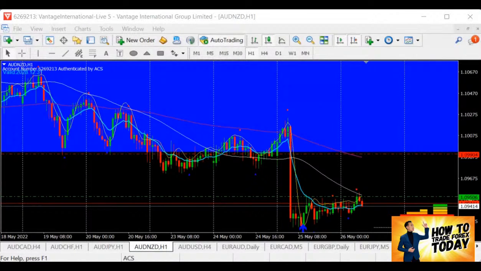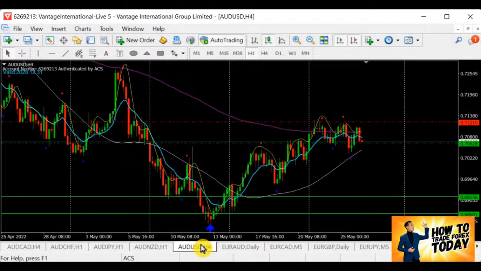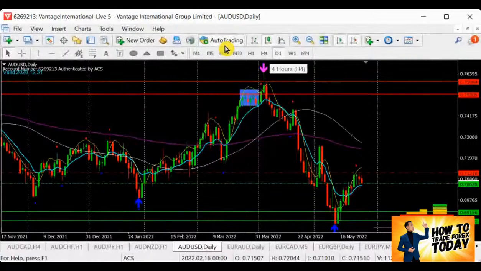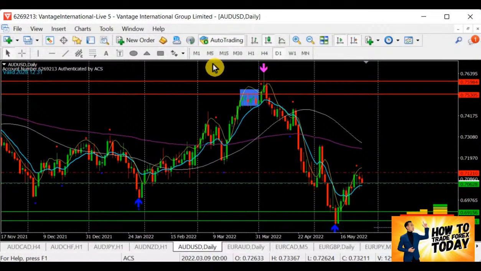So today, Aussie Kiwi, Aussie has been climbing for quite a while, so I guess it's about time. We should be looking at something from Aussie Kiwi. Next to go, let's talk about this Aussie dollar.